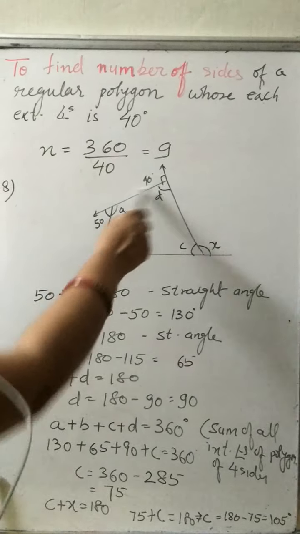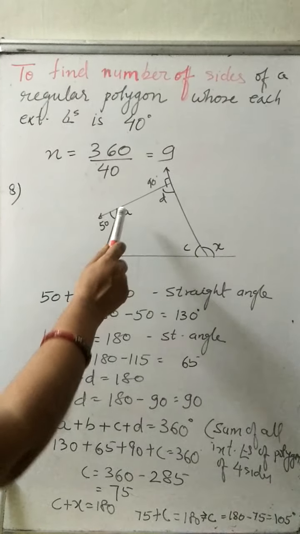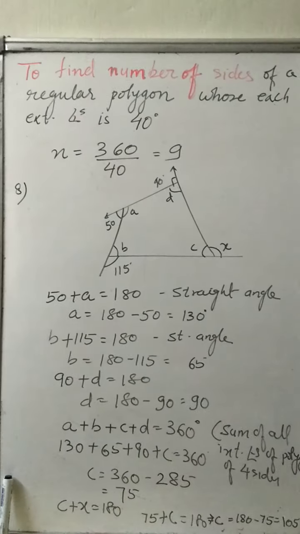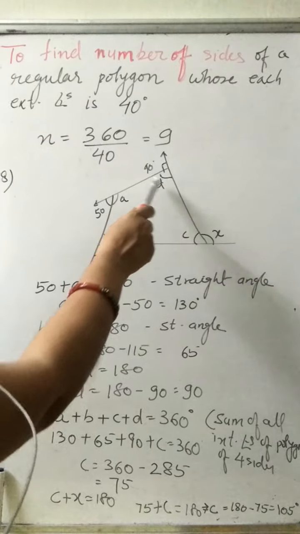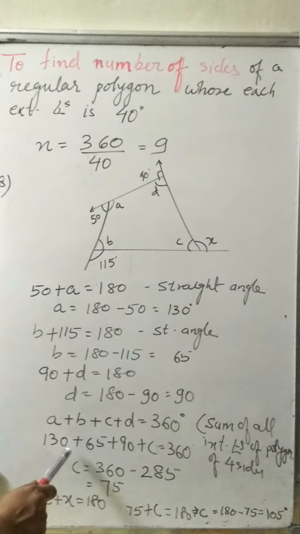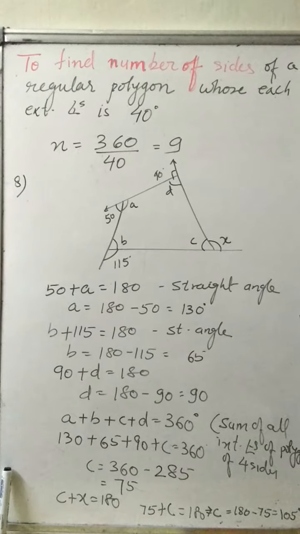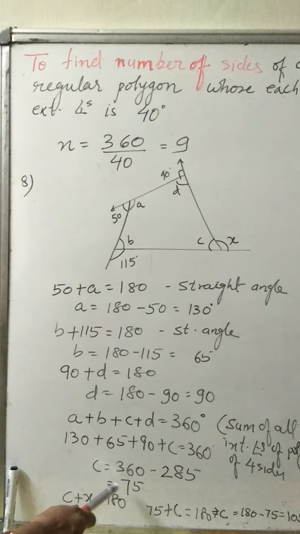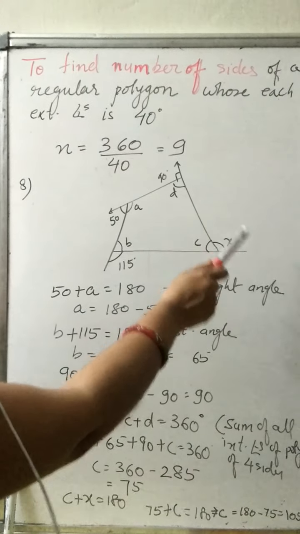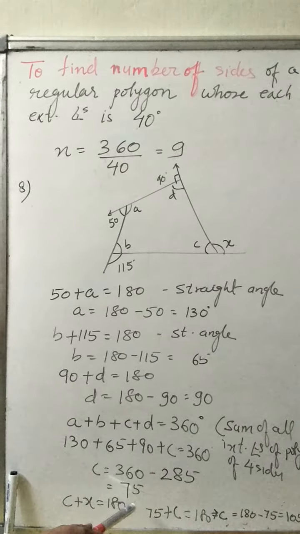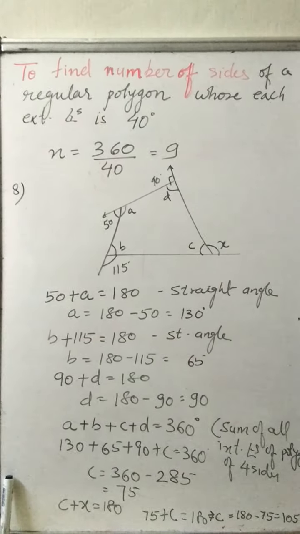So the sum of interior angles will be 360 degrees. Using that concept, a plus b plus c plus d is equal to 360 degrees. So you have to add the sum of d plus a plus b, and then subtract it from 360 degrees to get the value of c. So the value of c is 75 degrees. Now again this is forming a linear pair. So 75 plus x is equal to 180 degrees. So the value of x is 180 minus 75, that is 105.